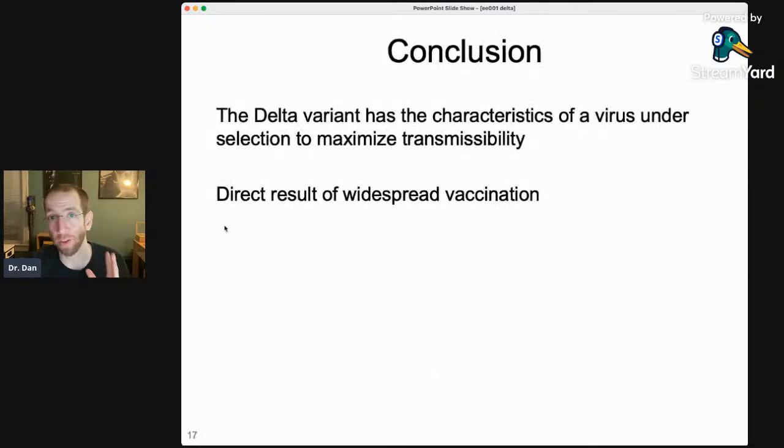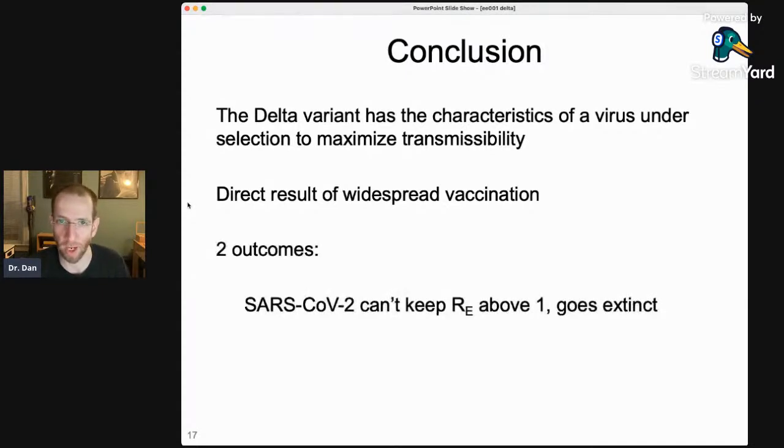So to wrap this up, the Delta variant has the characteristics of a virus under selection to maximize transmissibility. It is likely that this is the direct result of widespread vaccination, right? We are driving this virus to have to be better at getting from host to host. And in doing so, we may be making it less deadly in the process, which means there are two outcomes for how this ends.